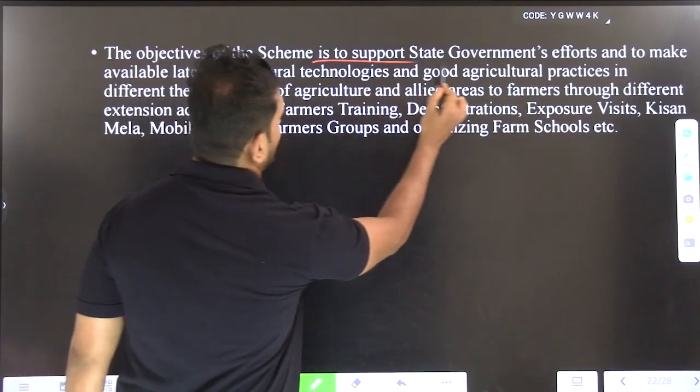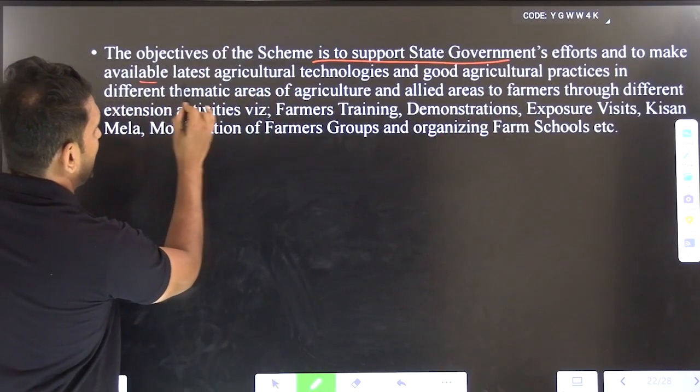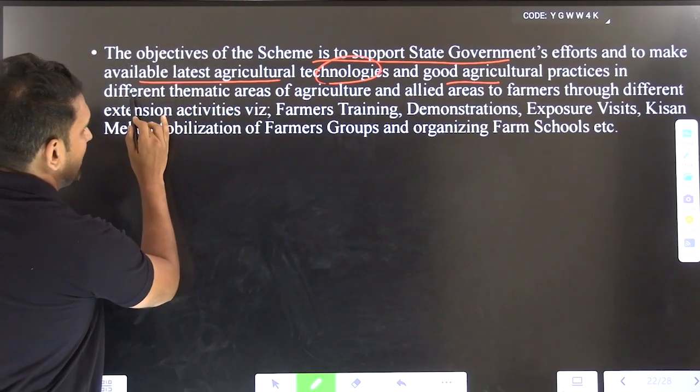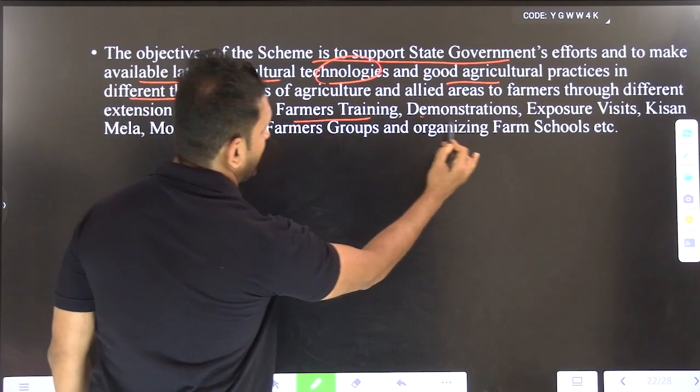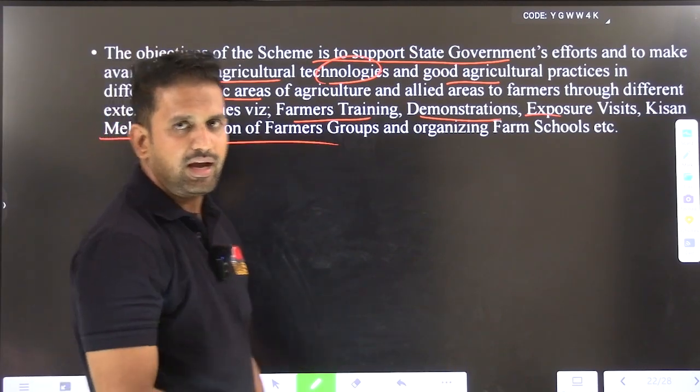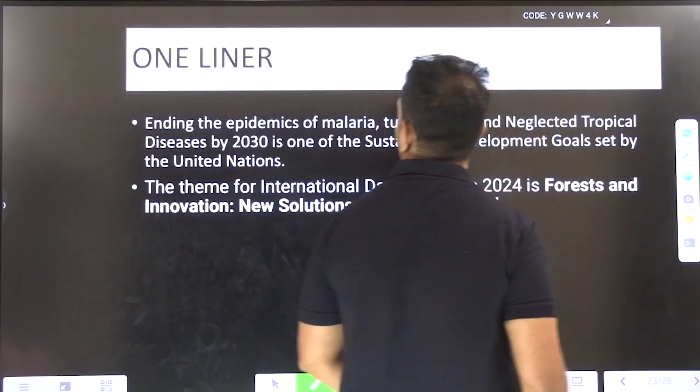The objective of the scheme is to support state governments' efforts to make the latest agriculture technologies available to the farmers, along with good agriculture practices in different areas. Farmer training, demonstration, exposure visits, Kisan Melas, mobilization of farmer groups and organizing farm schools also.